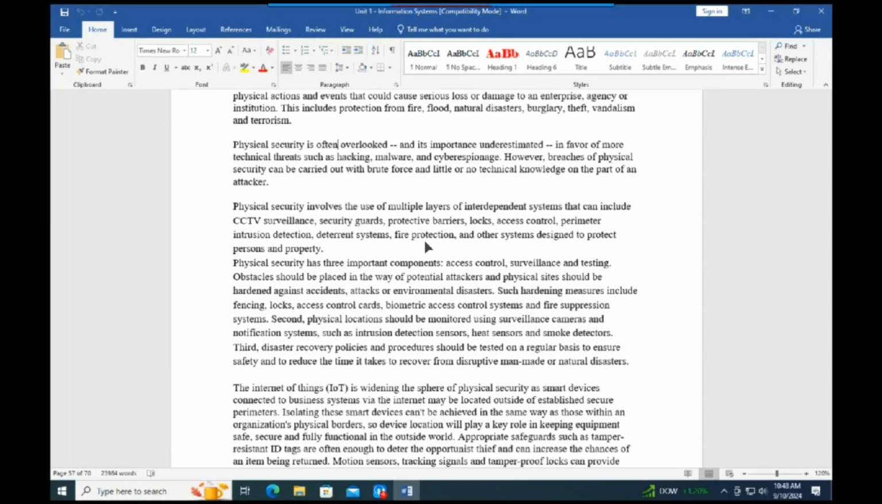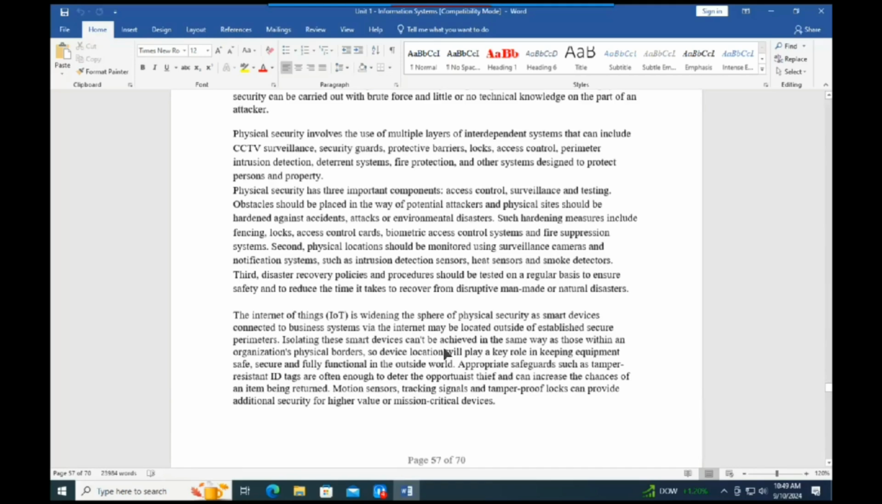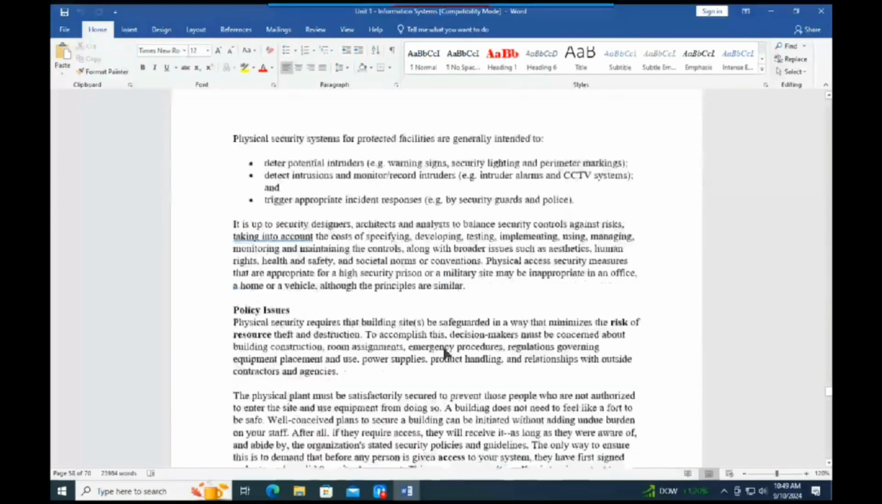There are three major components of physical security. One, access control. Access control simply means you want to allow only the people that are authorized to access a facility or a resource. Two, there is surveillance, and three, there is also testing. So that is physical security.